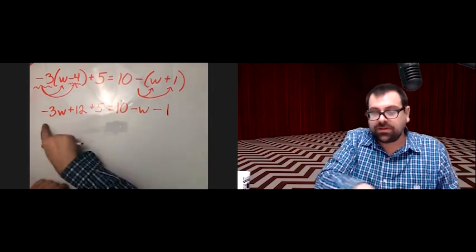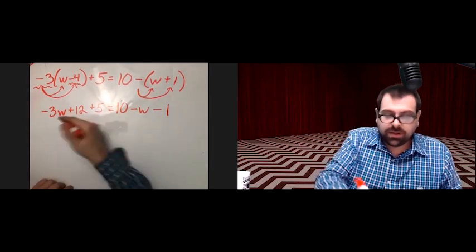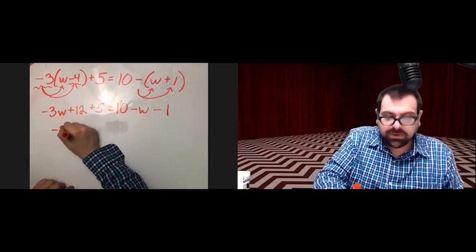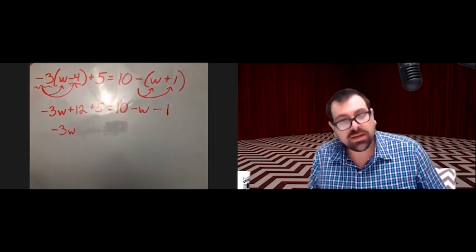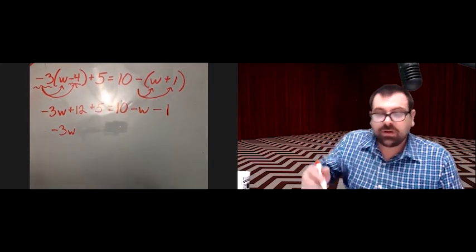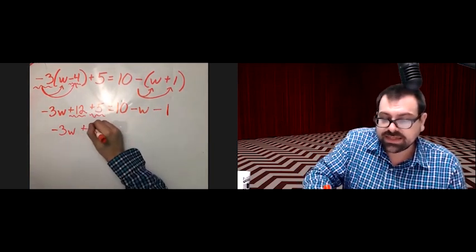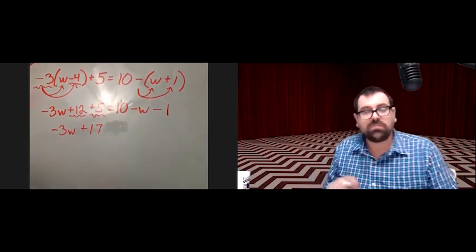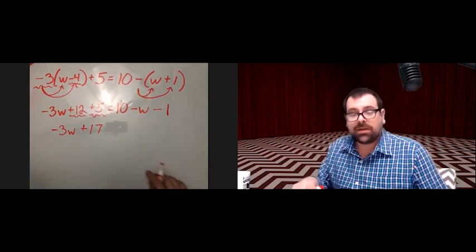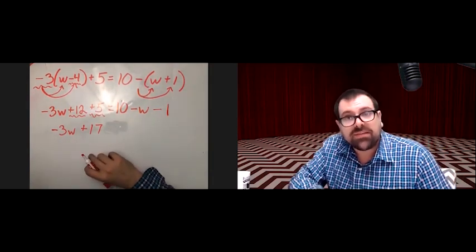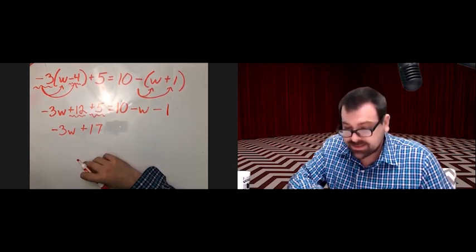So on the left, there's no more w's. That minus 3w is just going to hang out by itself. But we have positive 12 plus 5. That is positive 17. So plus 17. Remember, our positives and our negatives make up our pluses and our minuses.